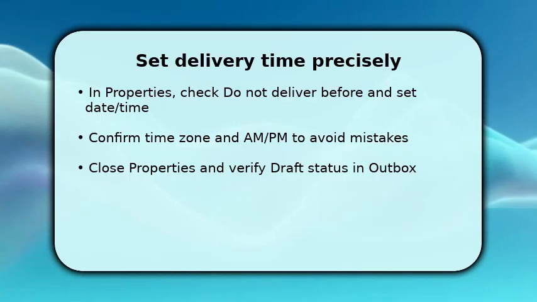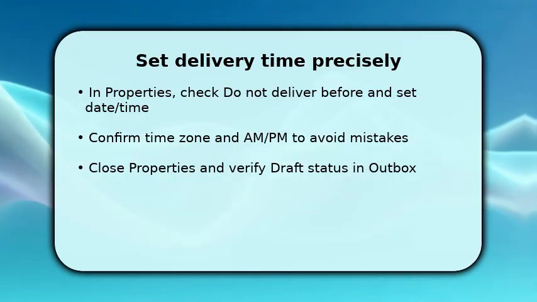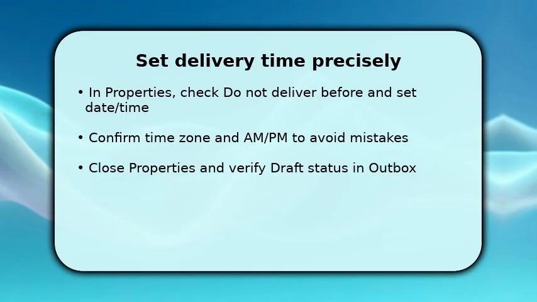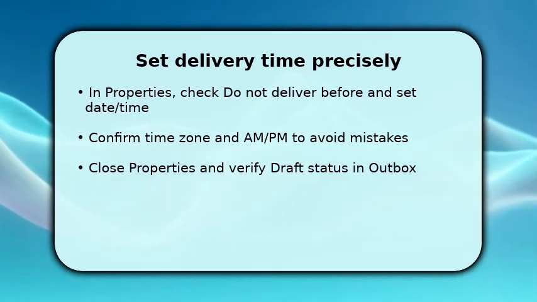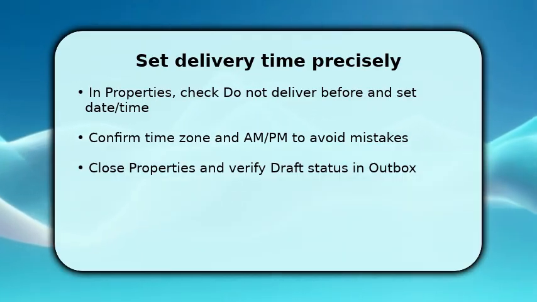Now you'll set the exact send moment. In the Properties dialog, check Do Not Deliver before and pick the date and time. You must confirm the time zone and whether it's AM or PM so Outlook won't send at the wrong hour. After choosing the timestamp, close Properties to return to the message window, then click Send.